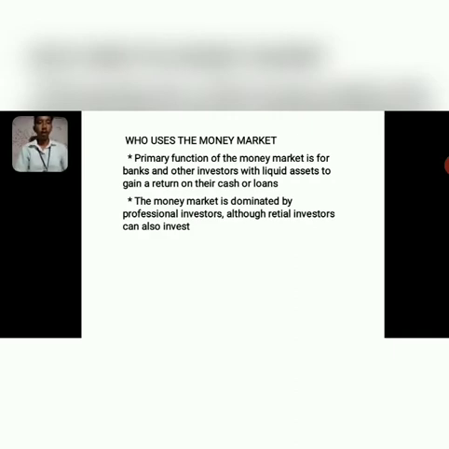The money market is dominated by professional investors, although retail investors can also invest. Even though the market is dominated by professional investors, smaller or retail investors with 50,000 in cash, more or less, can also invest, and the smaller deposits can be invested via money market funds.